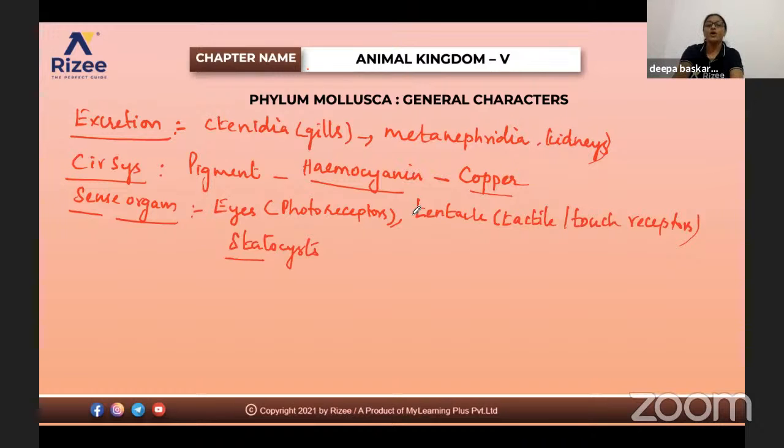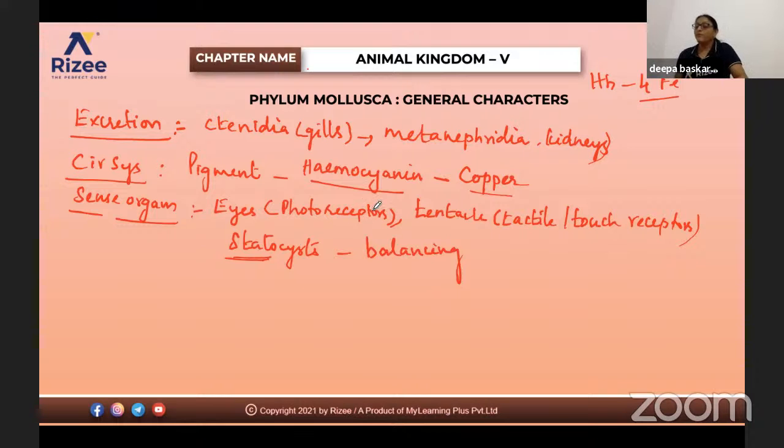How many coppers are in hemocyanin? The exact structure has 2 copper atoms. Hemocyanin has 2 copper atoms, whereas in one hemoglobin we have 4 iron atoms. Clear? And again, among the sense organs, the statocysts are involved in balancing, the equilibrium function, you can say.